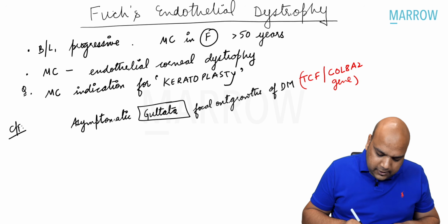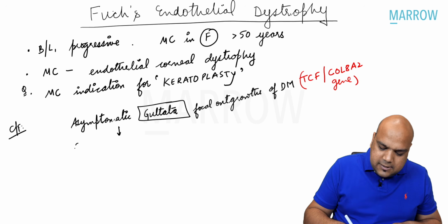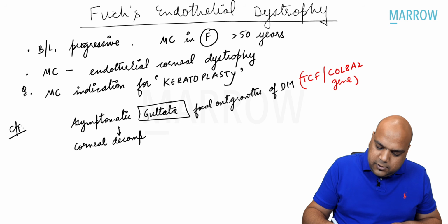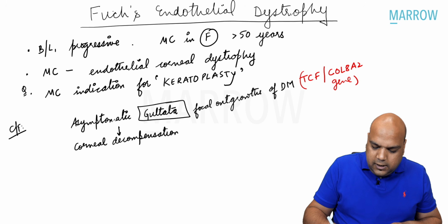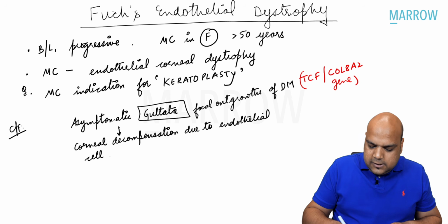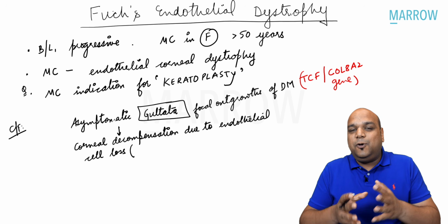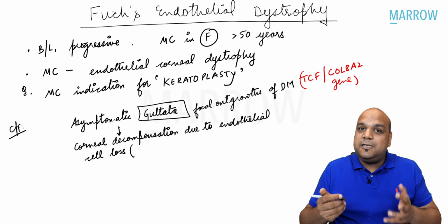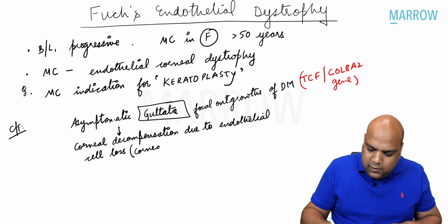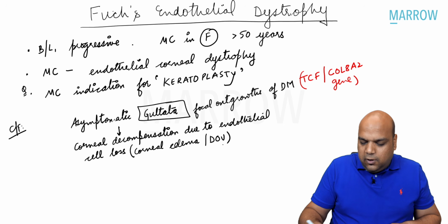Now, after asymptomatic guttae are formed, then what happens? Then starts corneal decompensation. Endothelial cell loss, because it is an endothelial dystrophy. So corneal decompensation due to endothelial cell loss. When corneal decompensation occurs, we know endothelium acts as a barrier to pump out the fluid from the cornea to maintain corneal transparency. So what will occur? Fluid will not be pumped out, corneal edema will occur. Corneal edema will lead to diminution of vision.